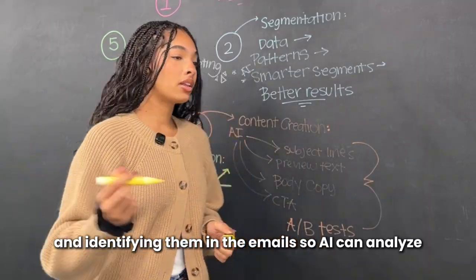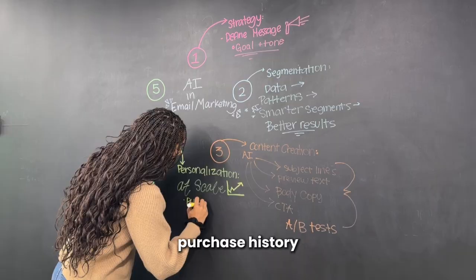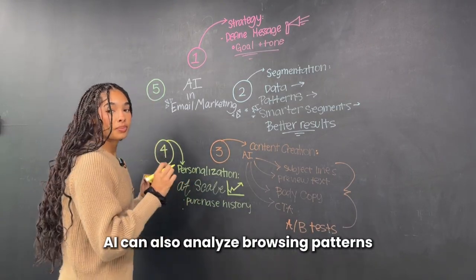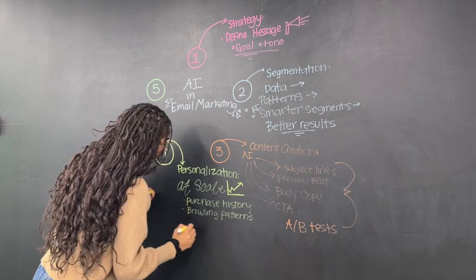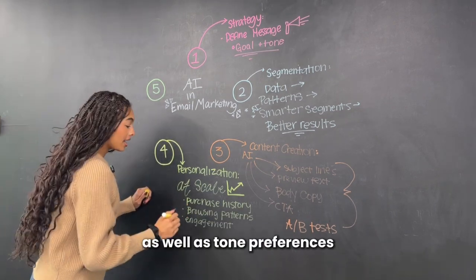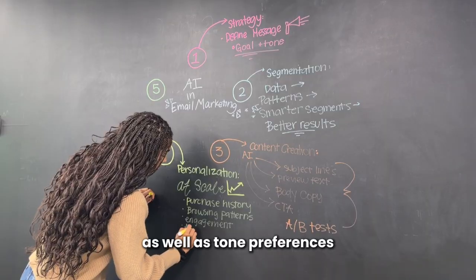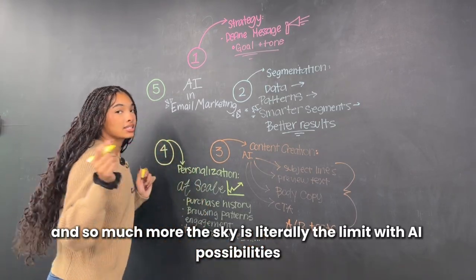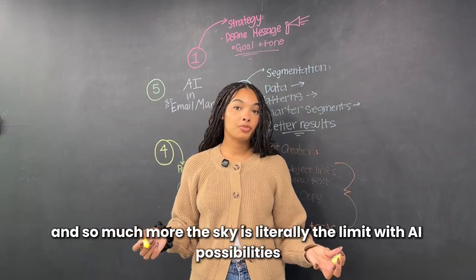So AI can analyze purchase history. AI can also analyze browsing patterns, engagement, as well as tone preferences, and so much more. The sky is literally the limit with AI possibilities.